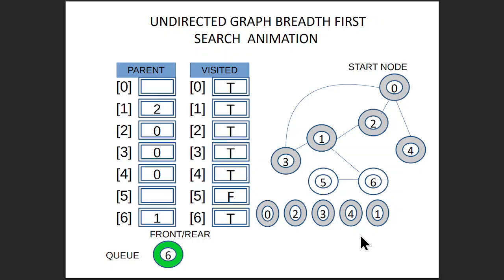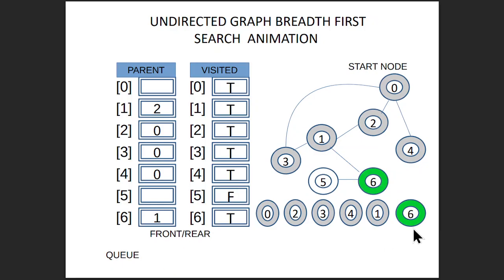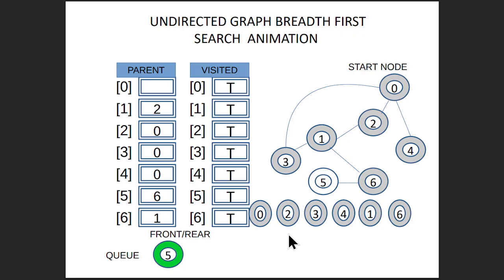It is not empty. Therefore, we dequeue the front element, which is 6, vertex 6, and process 6. So 6 has only 2 adjacent vertices, which are 1 and 5. But 1 is already visited. Only 5 is not visited. Therefore, add 5 into the queue. Okay, then go back to step 1, which is to check to see if the queue is empty.